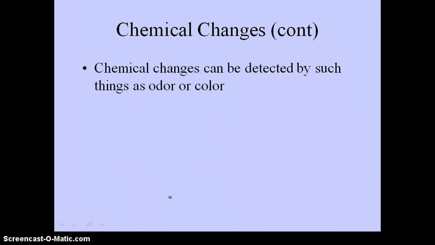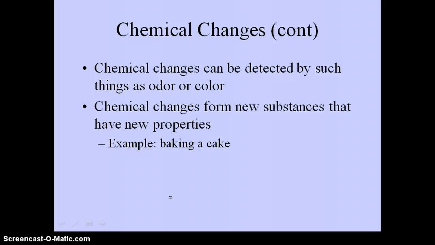Okay, in chemical changes, we can detect that they are happening by a few physical observations, and a change in odor or color would be a good way to note that chemical changes are happening. Another thing is that we end up with a new substance and it has new properties. So this is another key part to a chemical change. Once we have those new properties, we now have something new.